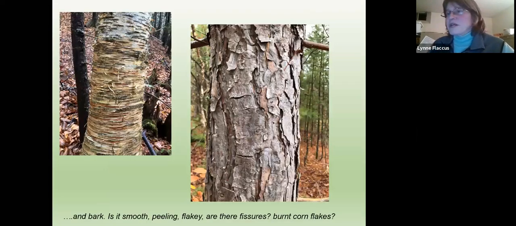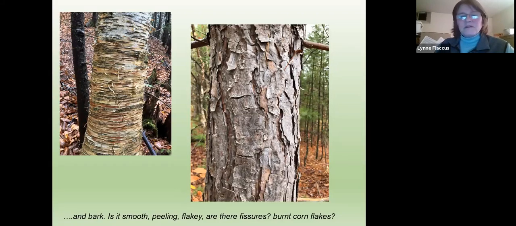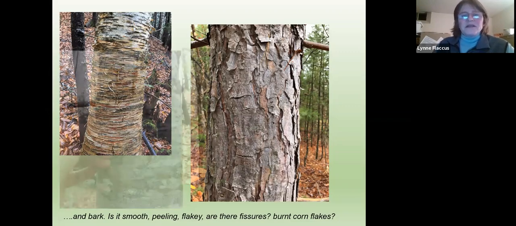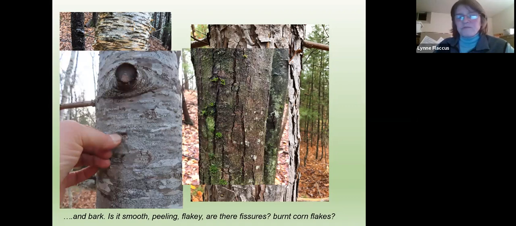Bark is another good clue that you can use. Is it smooth? Is it papery, or is it flaky? Does it have large plates along the trunk that help you identify it? Is the bark smooth, like this balsam fir on the left? It's smooth and it has these horizontal sap bubbles that if you take your thumb and pop that bubble, you'll get covered with sap. That's a good clue that you can use.